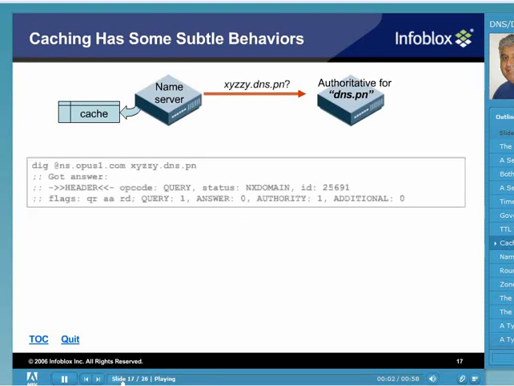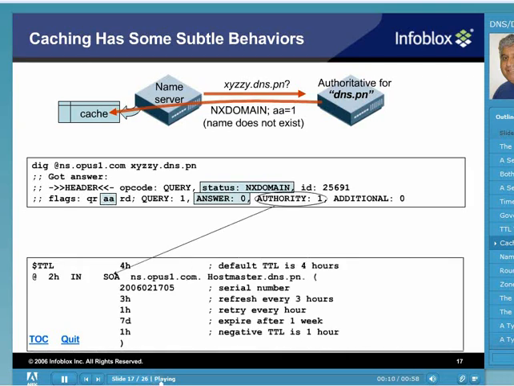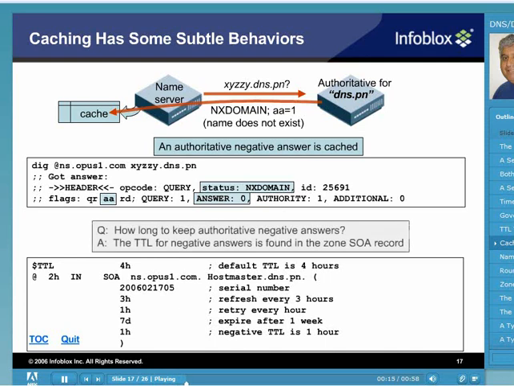As mentioned earlier, caching can help performance in 2 ways. The best known way is to keep the results of successful queries. Lesser known and understood is how caching works with unsuccessful queries. This slide and animation illustrates how a query asks for information about xyzzy.dns.pn, a non-existent name. The authoritative server for DNS.pn knows the requested name doesn't exist because, as the authority for DNS.pn, this server would know about it if it did exist.